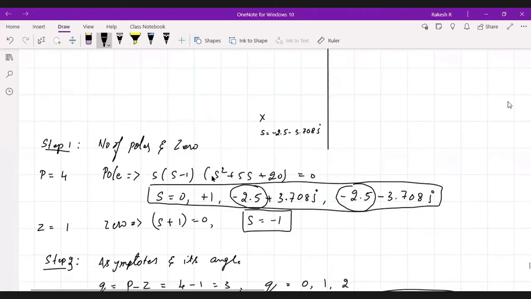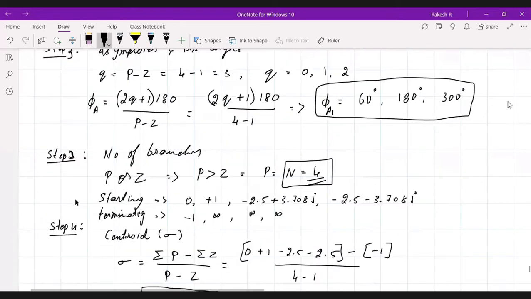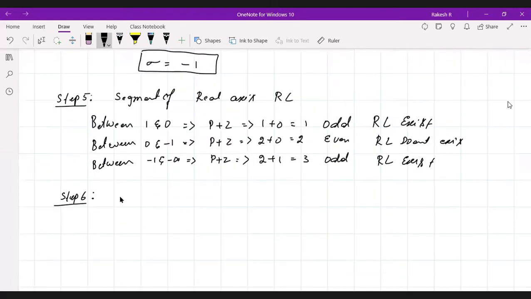Right. What is the next step? After getting this, what is step number 6? Step 6 is to find out the break-in point and break-away point, if there are any. For that, we need to consider the characteristic equation. The characteristic equation is what? G of s into H of s.